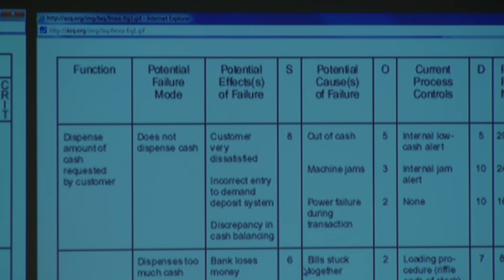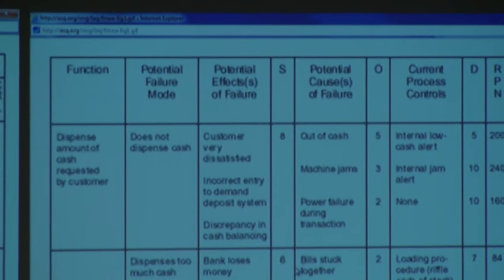It could be an incorrect entry to demand into the deposit system, right? So if you came in and you tried to retrieve money, it says you retrieved it, but it didn't give it to you. Now you've thrown all of your accounting off, that's a problem. Or it could be a discrepancy in the cash balancing. So you have all these different effects from what happened. So you'll give that a severity. So in this case, they see severity of 8. Now, did anyone die from this? Did anyone lose a limb? No, right? But in the context of this analysis, that's a high severity. When I came from medical device, an 8 was a permanent impairment, okay?